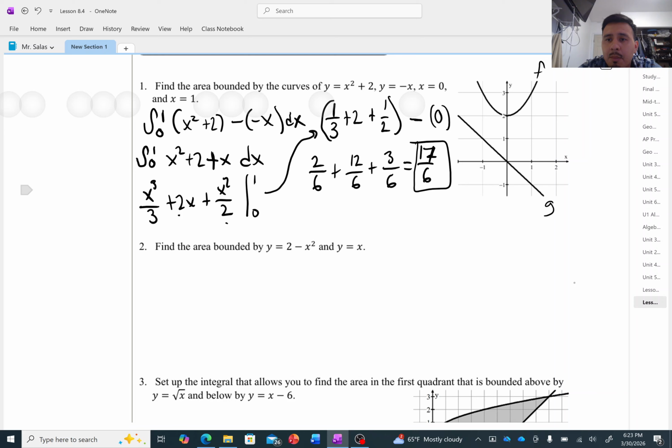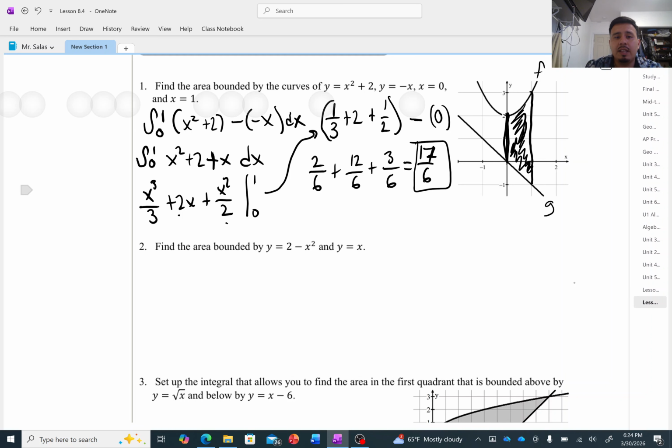So if, let's say, my interval is between 0 and 1, I found the area of this chunk right here. That's the chunk that I found the area of. Okay. All right. Let's go ahead and do number 2.